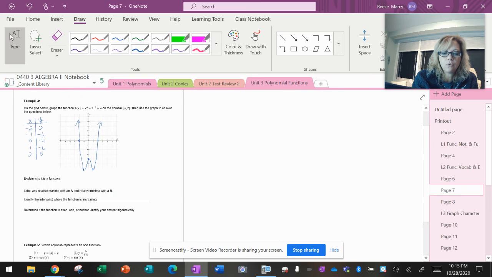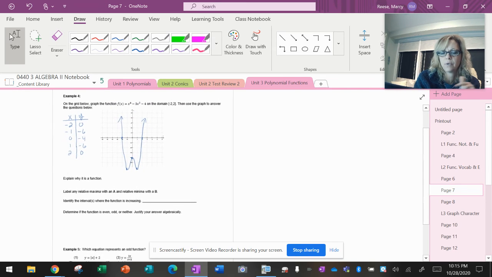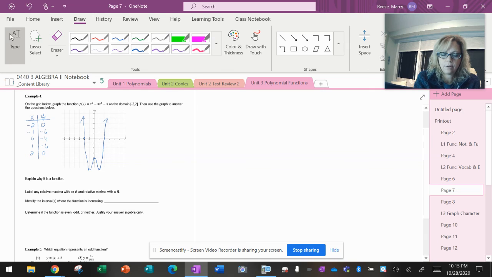So I want you to do this. I'm going to have you answer a couple of these questions. The only one that I want to talk to you about really quick, because we didn't in the rest of this: you can do explain why it's a function, identify where it's increasing, determine if it's even, odd, or neither. But I want to talk about label any relative max with an A, or any relative min with a B.